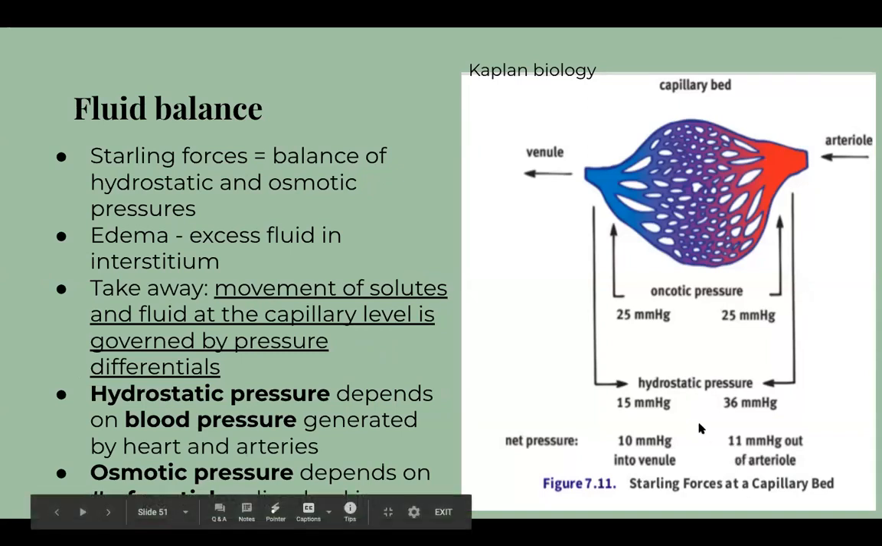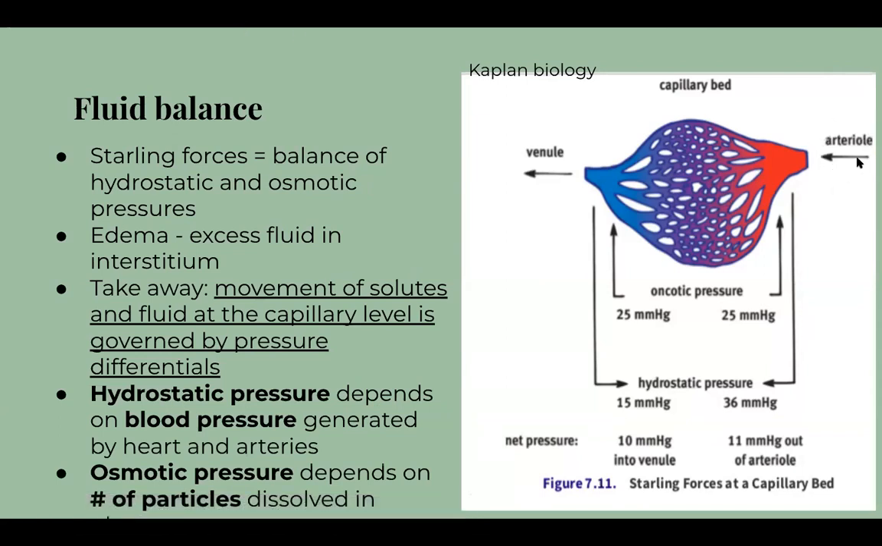You can see that, sorry, this is a little bit backwards. So start from here. This is the arterial end. Oncotic pressure is staying the same because the amount of protein dissolved in the blood in the capillary bed is constant. Your hydrostatic pressure is higher on the arterial end because at this point, you're going to push water out of the capillary bed. As you keep pushing water out, hydrostatic pressure decreases, to the point that once you reach the venule end, the hydrostatic pressure becomes lower than the oncotic pressure.